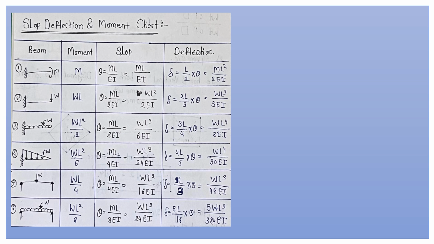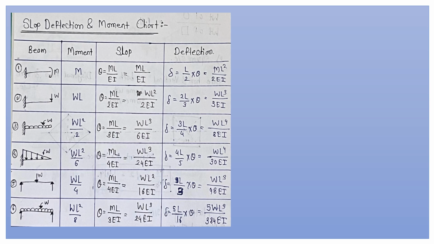And for slope and deflection there is one trick. The slope is represented by theta. So for the first, ML by EI, then for the second take ML by 2 EI, then for the third take ML by 3 EI, then for the fourth ML by 4 EI. Then reverse for simply supported: theta equals ML by 4 EI and then theta equals ML by 3 EI. Just put the values of movement into the M in this theta equation, so you get the values of slope.